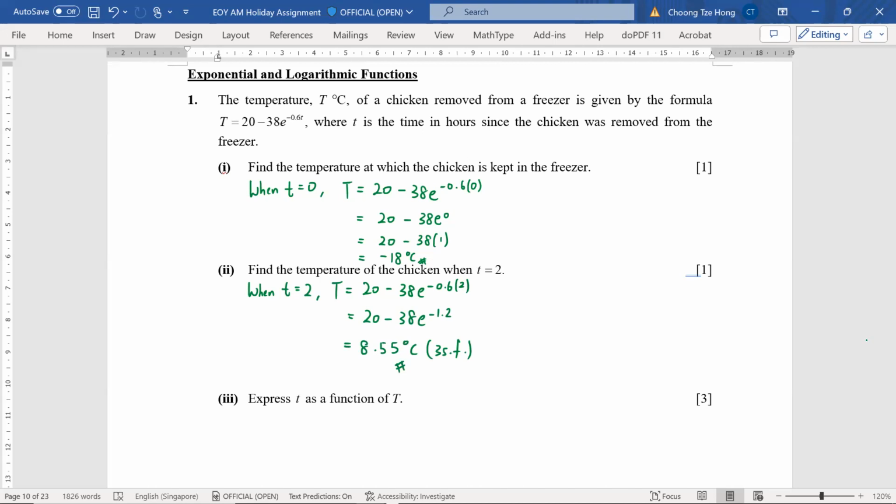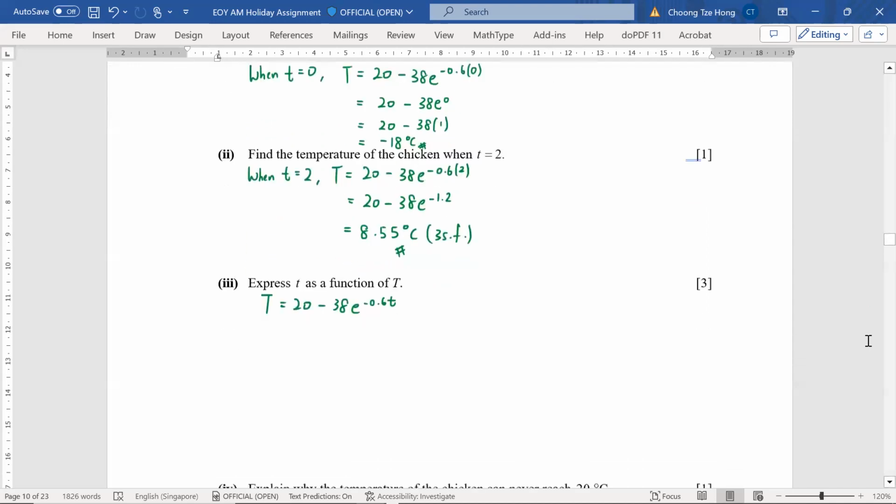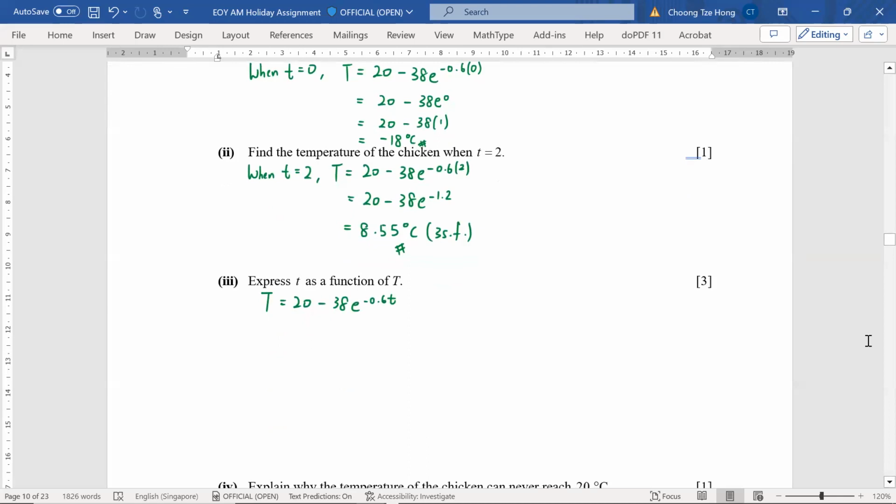Let's take a look at part 3: express small t as a function of big T. The original equation gave us the function in this form. Now what we need to do is make small t the subject, just like making the subject of the formula in your E-math. We have to slowly manipulate this equation until small t is by itself on the left side.